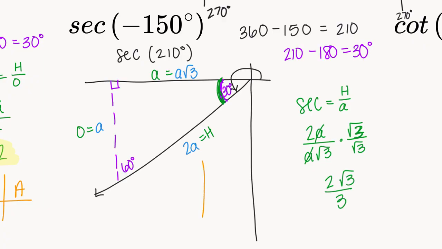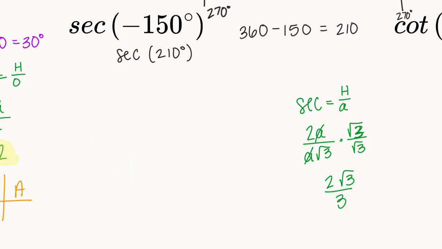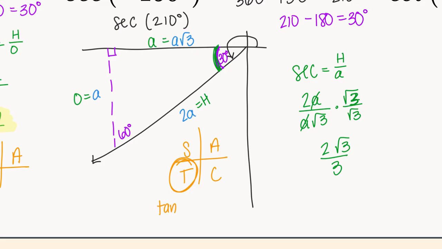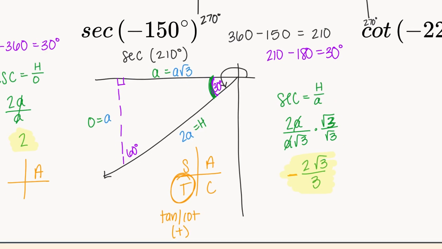And again, I have to determine if it's positive or negative. So, all students take calculus. It's in quadrant 3, where only tan and cotan are positive. So that means this is going to be negative, and this would be my answer for secant 210.